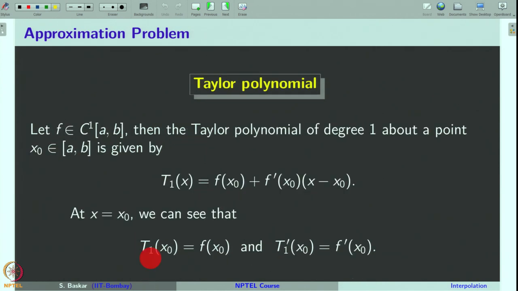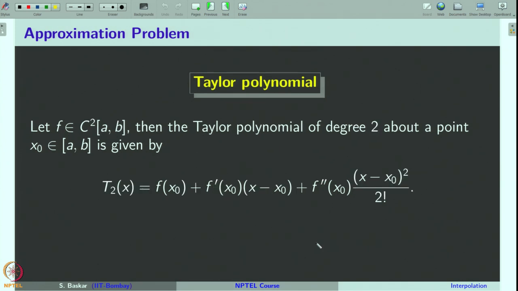So, this is what we have obtained from the Taylor's polynomial of degree 1. Therefore, Taylor's polynomial of degree 1 is an example of oscillatory interpolation at one single node x0 with order 1 at that node, right? We can in fact increase the smoothness condition at the node x0 by one more.